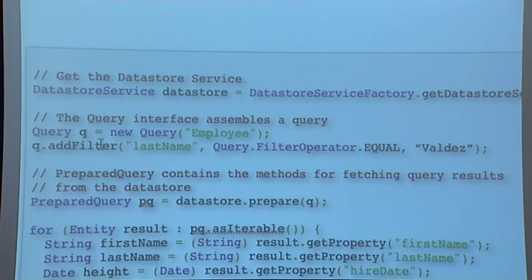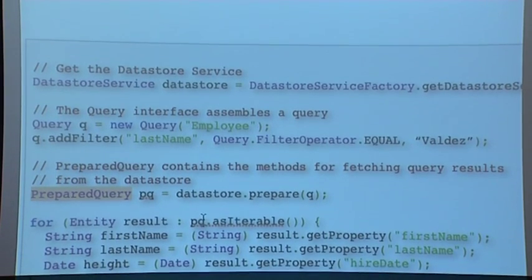Then we add a filter to the query. In the SQL world, this is sort of like adding a where clause. The filter is, I'm looking for last name where it equals Valdez. So I'm going to get all of the entities of kind employee where the last name equals Valdez. Then I put it into a prepared query, and then I can iterate over it and print it out.